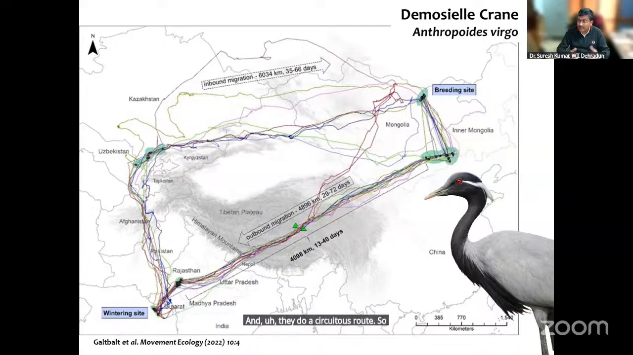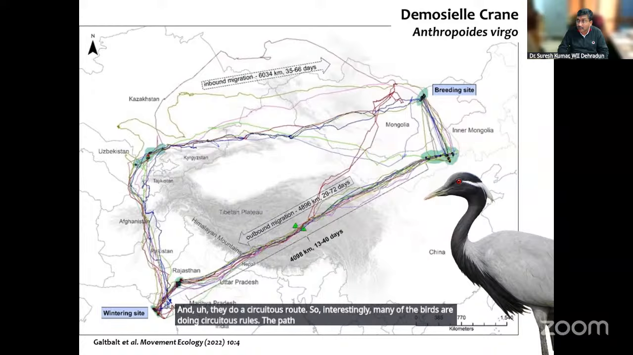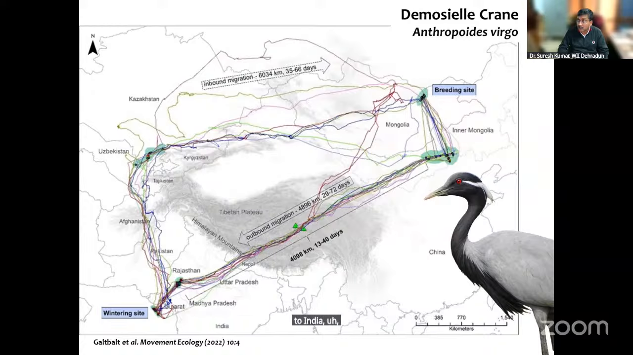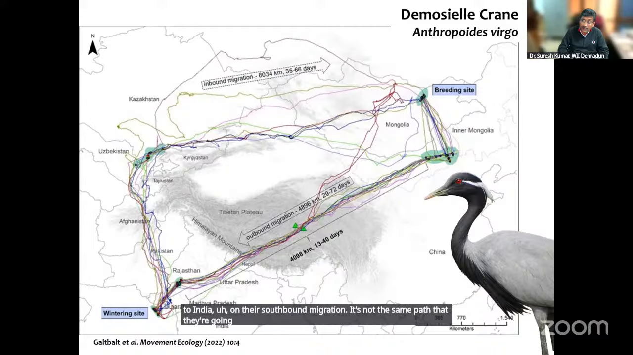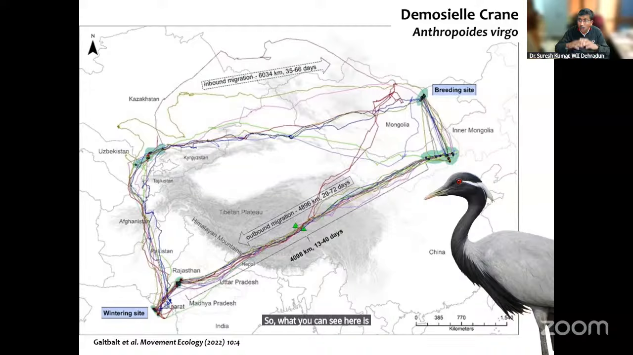So, interestingly, many of the birds are doing circuitous routes. The path that they come in to India on their southbound migration is not the same path that they're going to go back in. They're going to take a different route. So what you can see here is that all of the world's demoiselle cranes, a major part of the demoiselle crane populations, all breed in different places, but they will all winter in Gujarat.